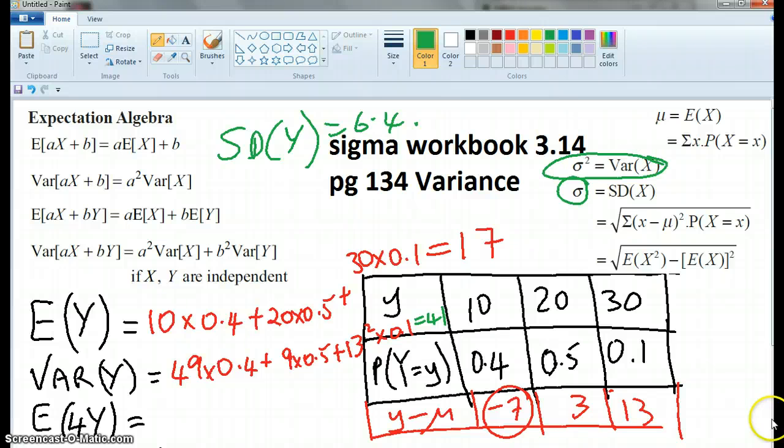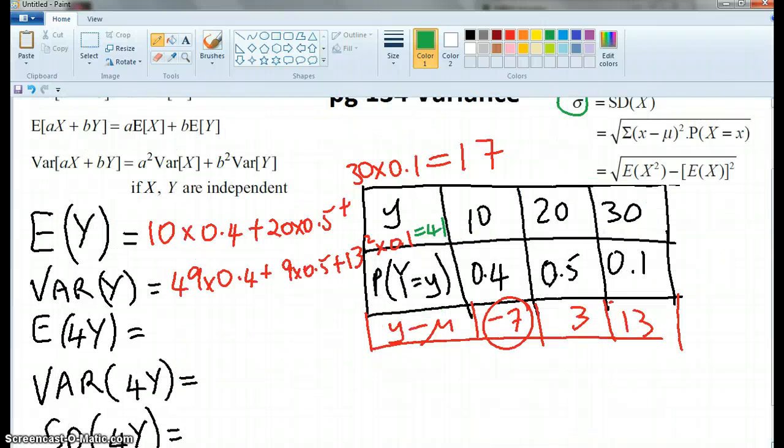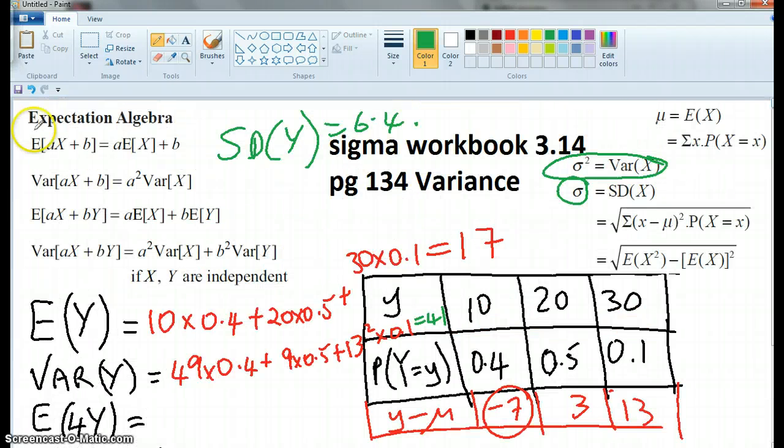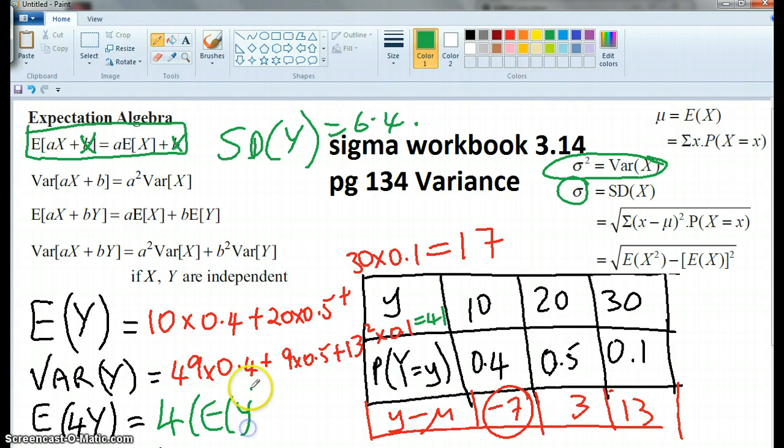Yep? Okay. So then moving on, how do you get expected value of 4y? You're using the formula here, which is the expected value of ax plus b. B is 0, so it's a times the expected value of x. A is 4, so it's 4 times the expected value of y, which equals 4 times 17. Okay? Cool?